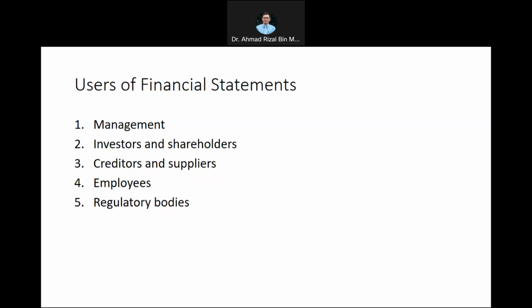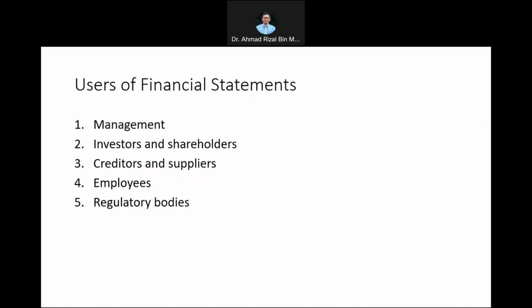And finally, we have the regulatory bodies, right? This is for compliance and regulations. We have the Companies Commission, Securities Commission, Bursa, even the central bank for that matter, that are interested in the financial statements and all the information contained in those statements, to look at whether there are any irregularities, fraudulent cases, and whatnot.